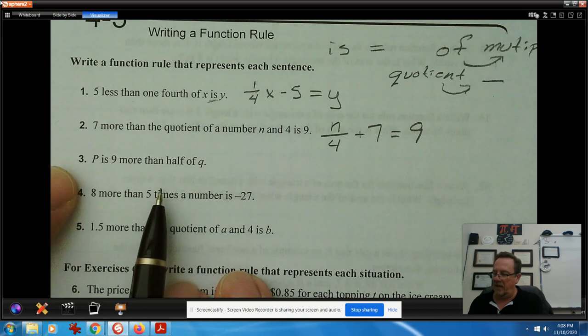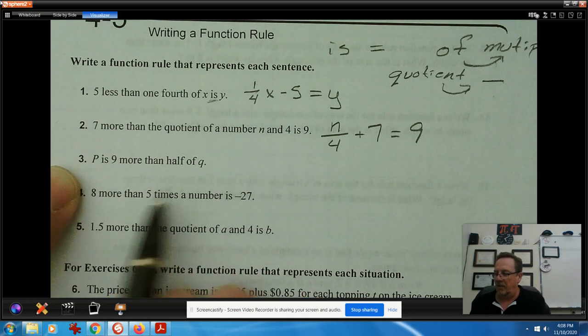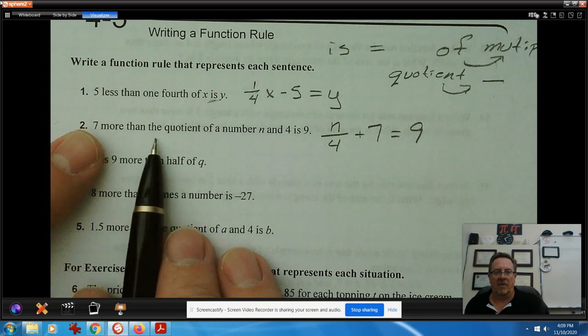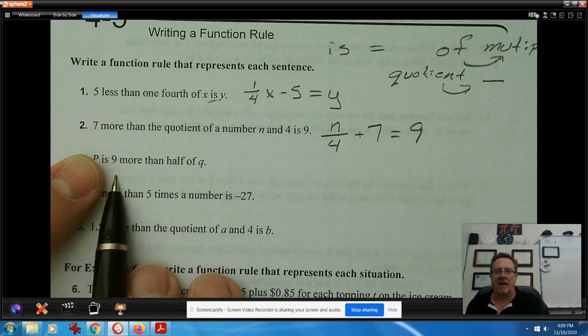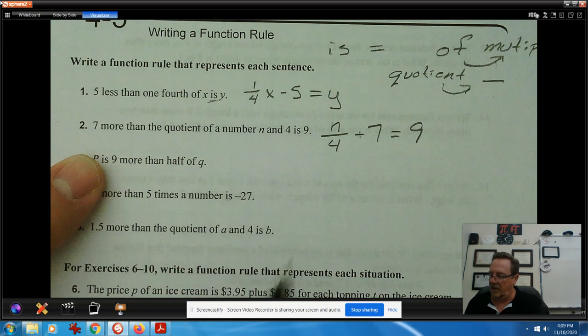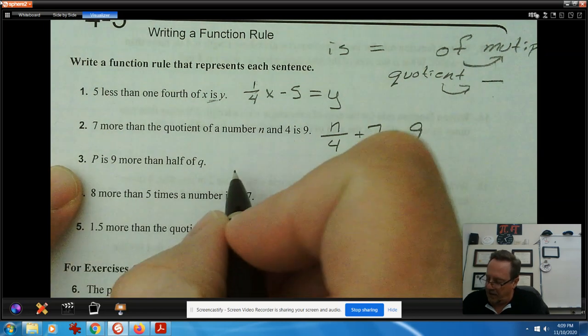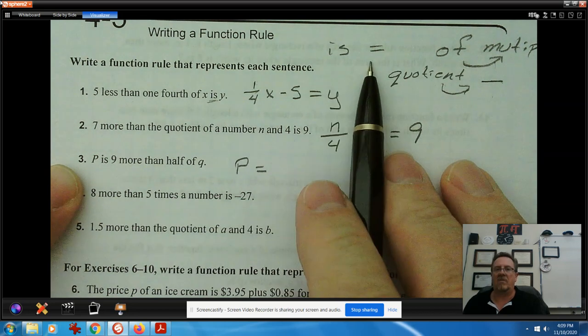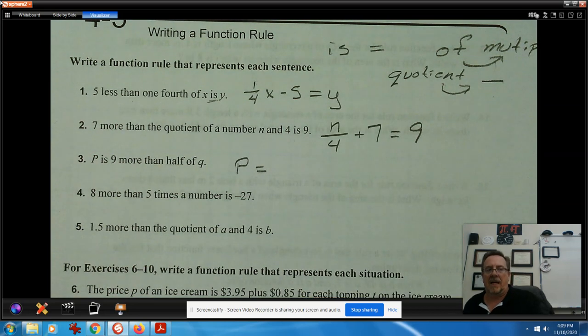Let's try the next one. P is 9 more than half of Q. 9 more than is like 7 more than. That means at some point we're going to add 9. Okay? And here we have P is. So I'm just going to write that down. I'm going to go P is, because remember, is equals. P is 9 more than half of Q.